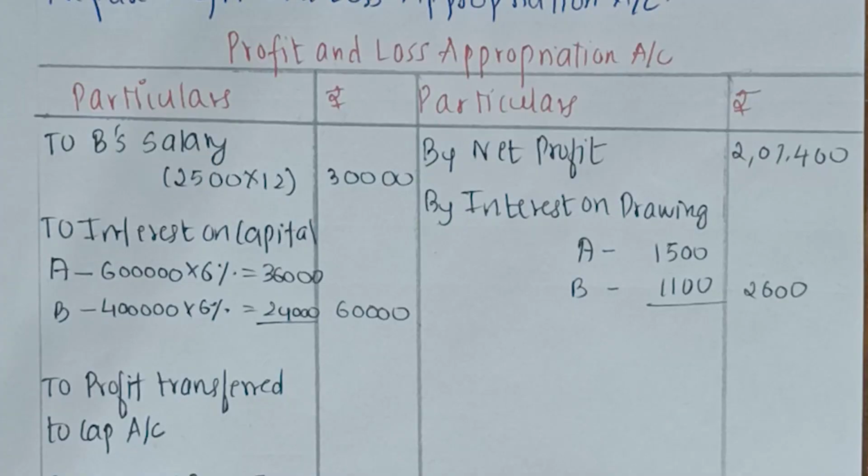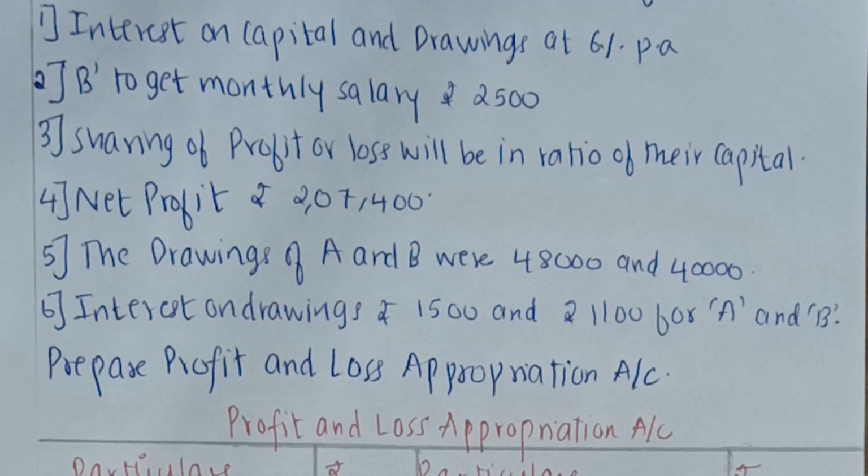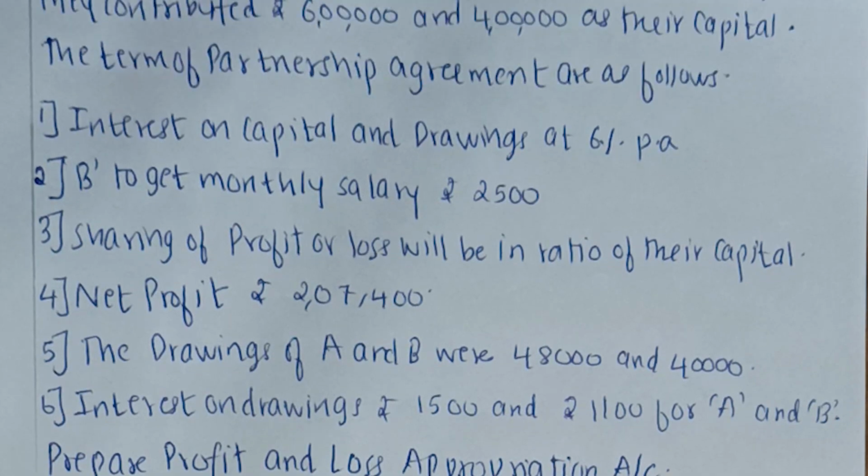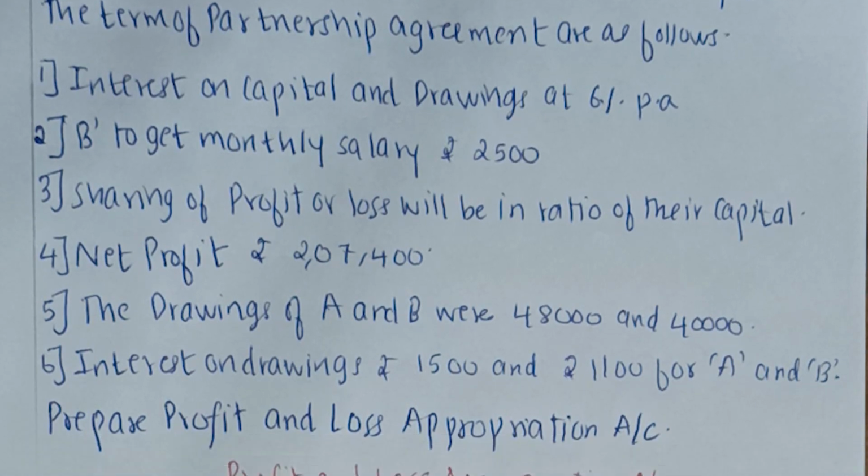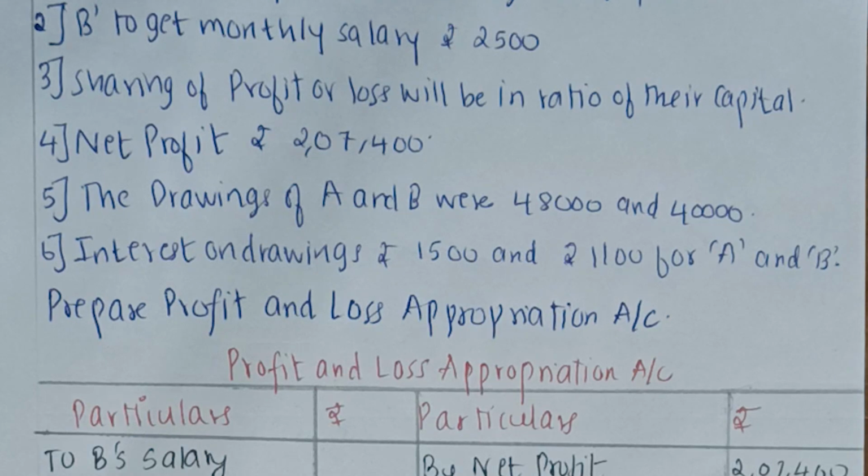Then the next thing that we record is the interest on drawings. When you see point number 5, it says that the drawings were 48,000 and 40,000, and point number 1 says that interest on drawings was 6%. So when we read just this much, we feel that we have to calculate 6% on 48,000 and 40,000. But then when we read point number 6, it says that interest on drawings is 1,500 and 1,100. It means that it is already calculated and we do not have to calculate it again.